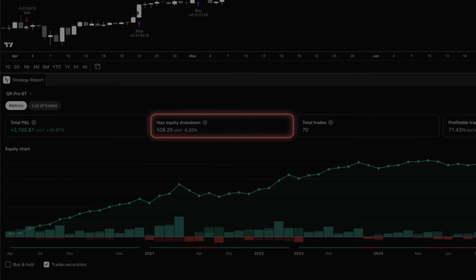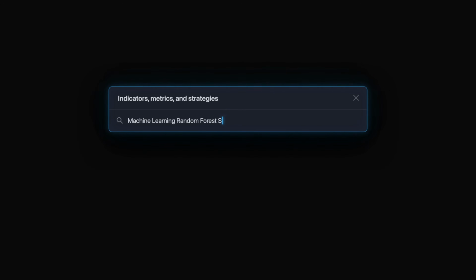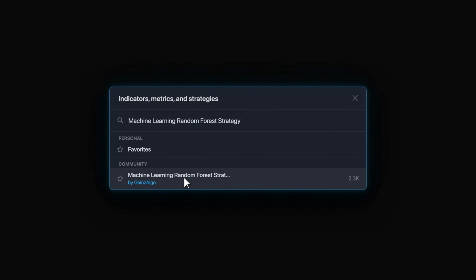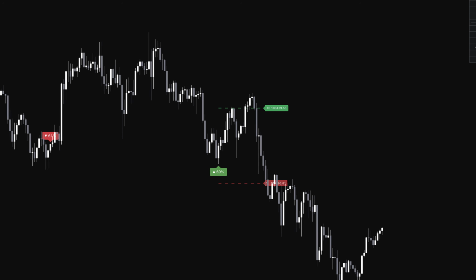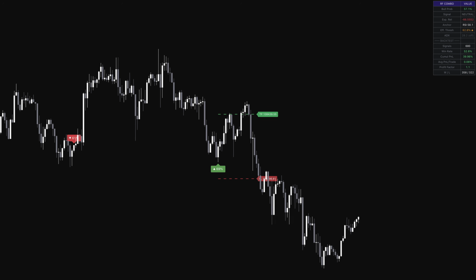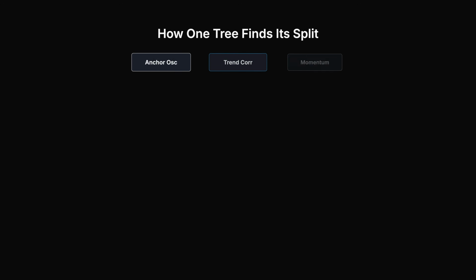Link in the description. Machine learning random forest strategy, created by Gein's Algo, is the most literal interpretation of its name in this group. It builds an actual random forest from scratch inside Pine, trains it on a rolling window of recent bars, and outputs a bull probability plus an expected return that drive the signals and the target and stop lines. The construction is legitimate.